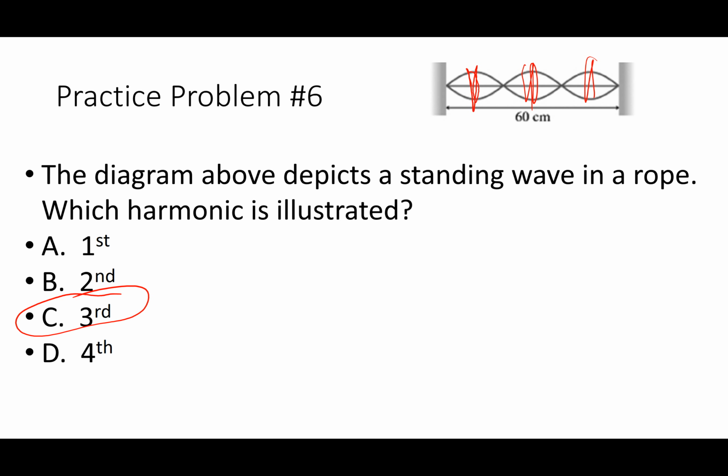So the number of antinodes is going to be equal to the harmonic number. The number of nodes in this case, the points of destructive interference, 1, 2, 3, 4. The number of nodes is always one higher than the harmonic number.